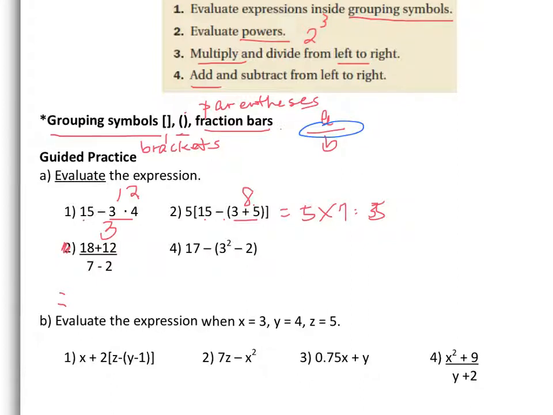35. Okay, so for this next one here, we're going to have to evaluate everything in the numerator and the denominator before we do any division. Okay, so 18 plus 12 is 30, and 7 minus 2 is 5, and we get 6.